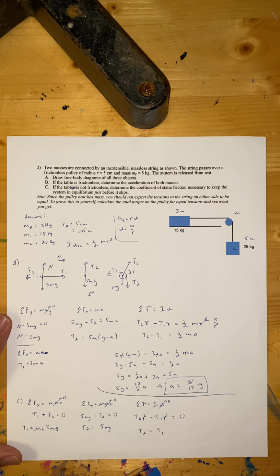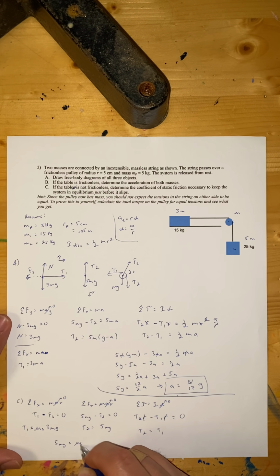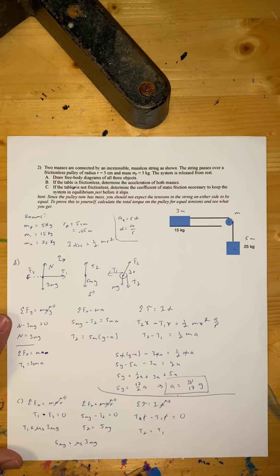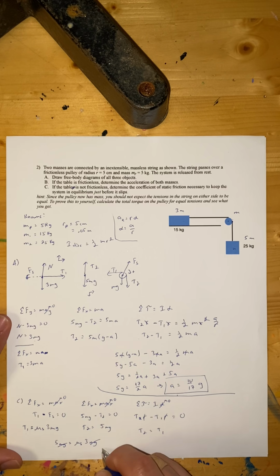That's handy, because what that means is I can now take T2, which is 5mg, and set it equal to T1, which is mu static 3mg. 5mg is equal to mu static times 3mg. Now I've got an mg in both terms. So it looks like mu static is equal to 5 over 3.